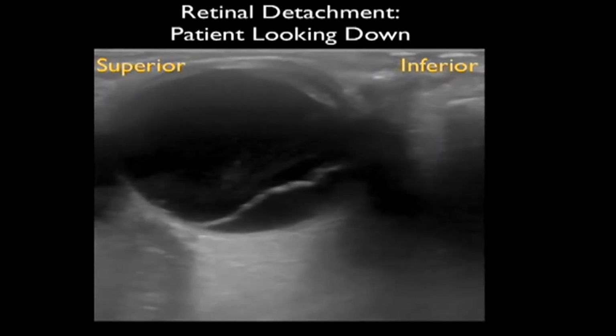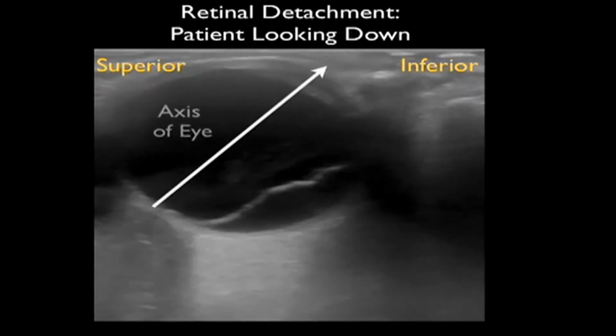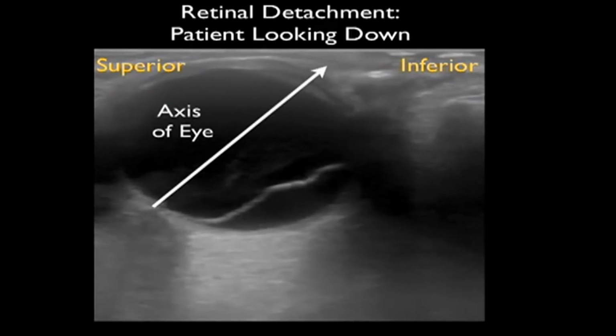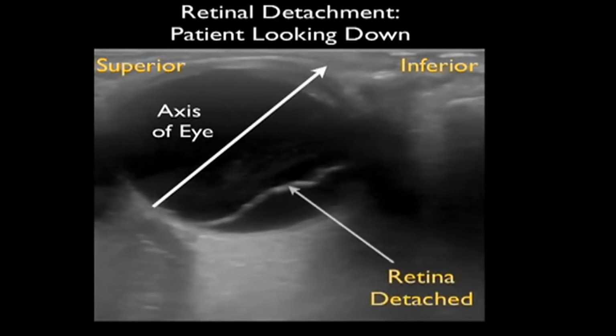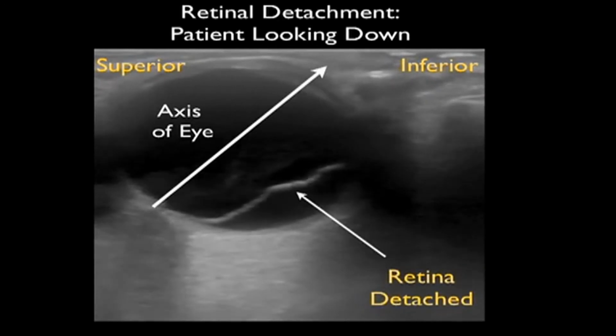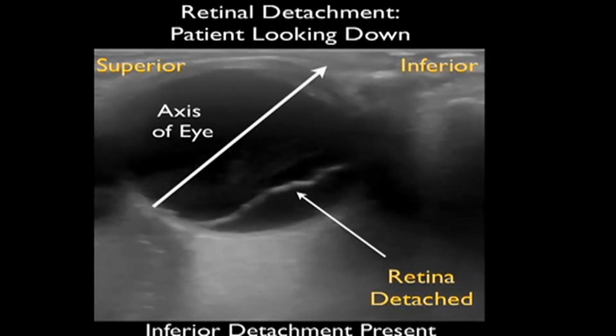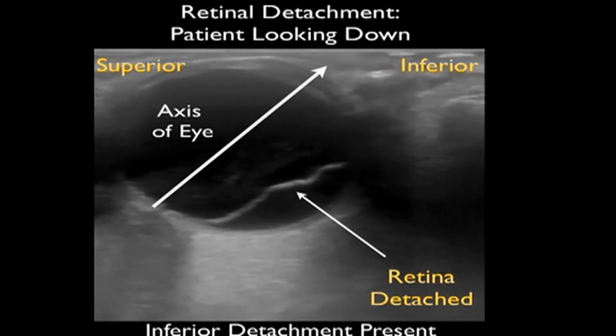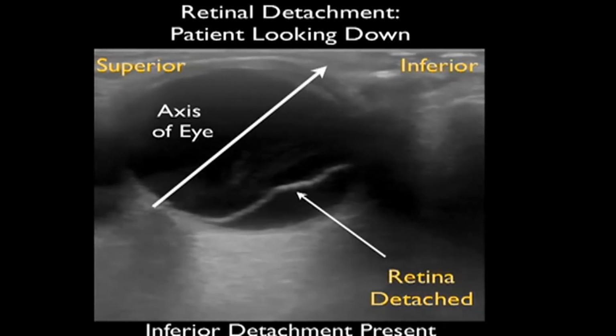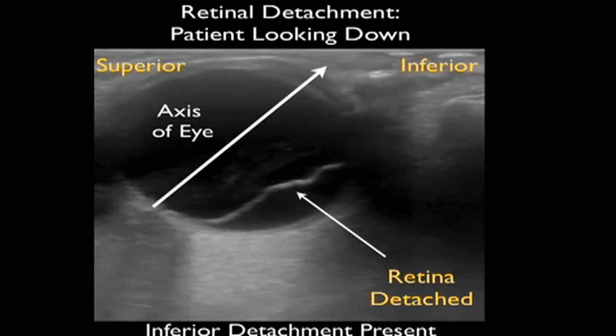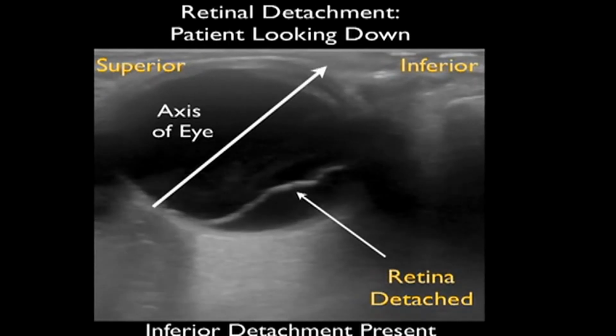Here we're going to now place the probe in a vertical up and down orientation, and what's interesting is now I have the patient looking down, so I can best see the inferior aspect of the eye, and we note that this retinal detachment is mainly an inferior detachment. And we can see here the detached retina coming off as a membrane that tethers in at the optic nerve, which we can see as that black area coming into the back of the eye. And we can see the detached membrane is predominantly located inferior to the optic nerve.